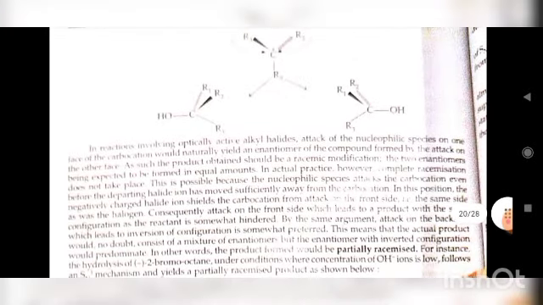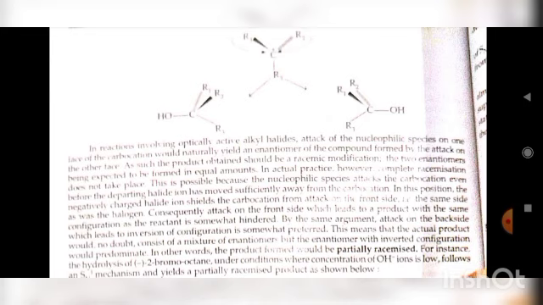In reactions involving optically active alkyl halides, attack of the nucleophilic species on one phase of the carbocation would naturally yield an enantiomer of the compound formed by the attack on the other phase. As such, the product obtained should be a racemic modification, the two enantiomers being expected to be formed in equal amounts. In actual practice, however, complete racemization does not take place.